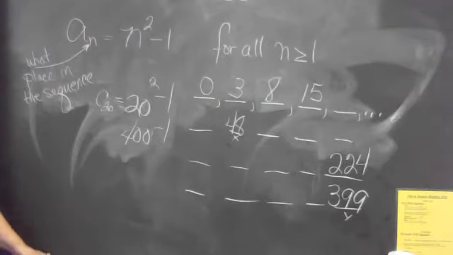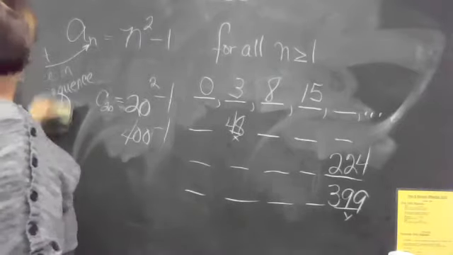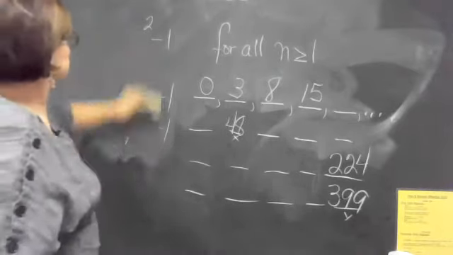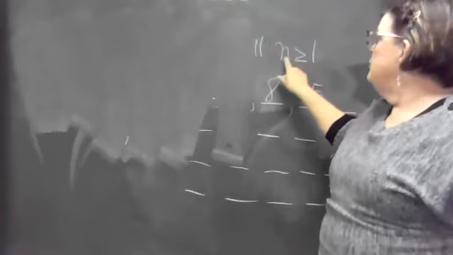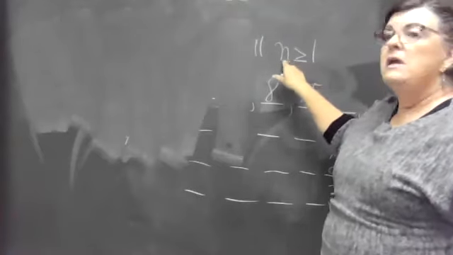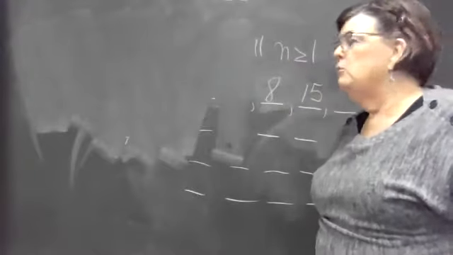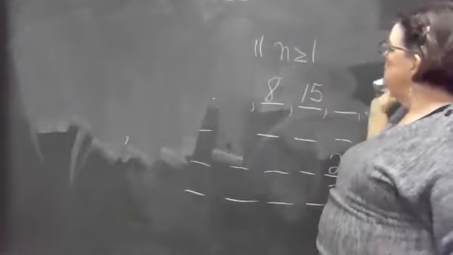Okay, let's choose another one off of that same page and see how that works. Now it says for all n's greater than or equal to 1. So what they're telling you is, don't try to find it for a negative number. Like I don't want to put -1 in there. It says only use 1 and above.